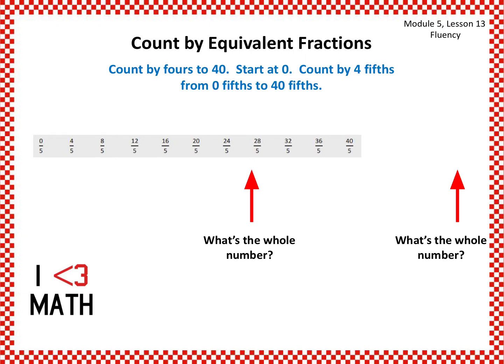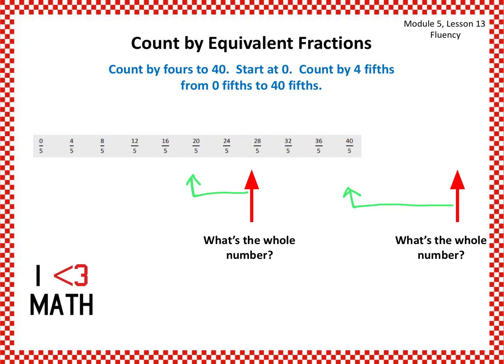All right. For some reason, these arrows move when I put them onto my app here. So what we're really looking for is what's the whole number here and what is my whole number here. So we're going to count by 4s to 40. So let's just do that right together out loud, starting at 0. 0, 4, 8, 12, 16, 20, 24, 28, 32, 36, 40.